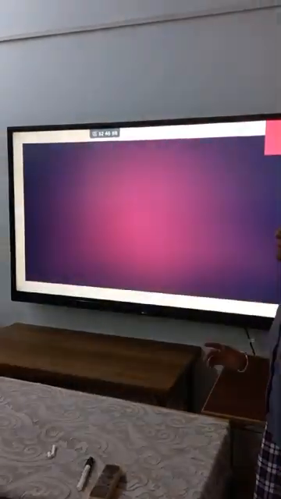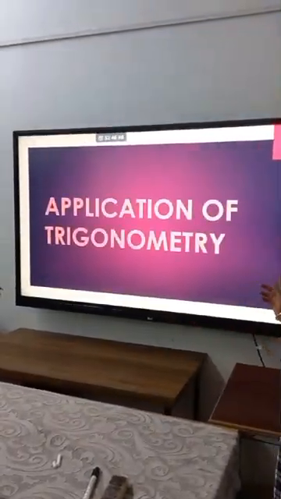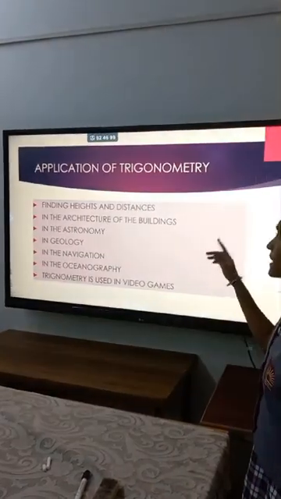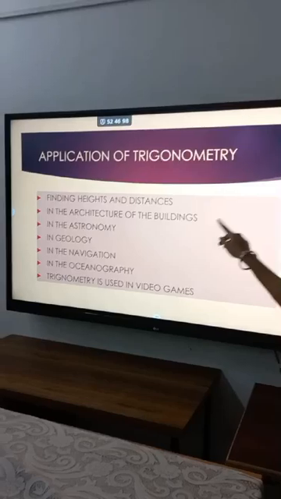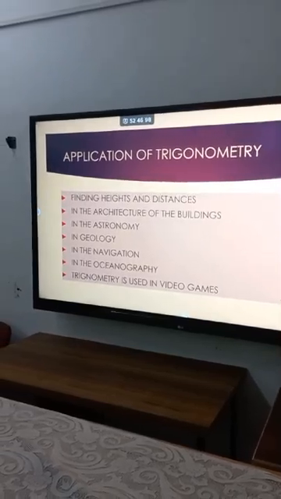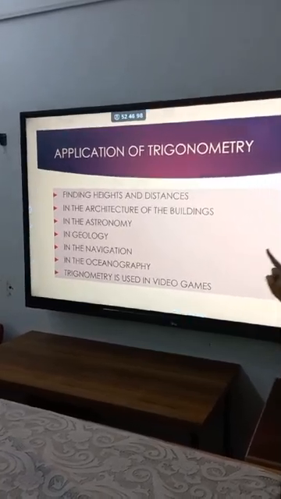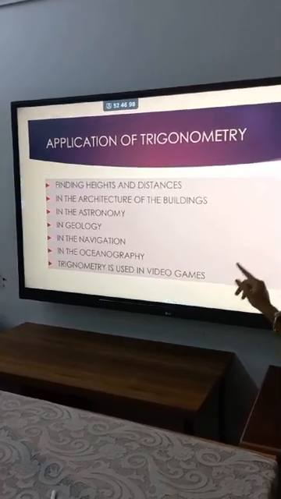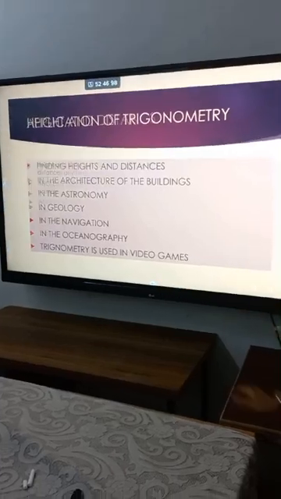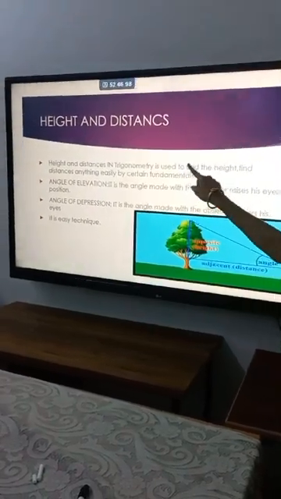Today I am going to present about applications of trigonometry. We are going to use trigonometry in this order: finding heights and distances, in the architecture of buildings, in astronomy, in geology, in navigation, in oceanography, and trigonometry is also used in video games. First, we start with heights and distances.